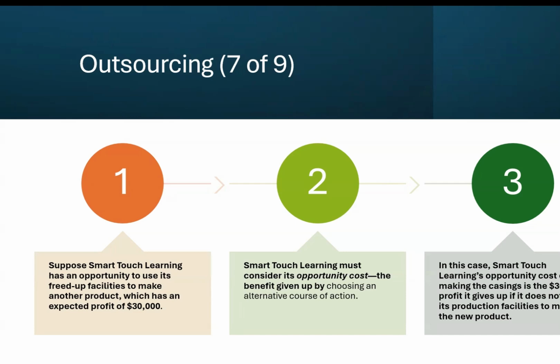Now, Smart Touch Learning must consider its opportunity cost, which is the benefit given up by not choosing an alternative course of action. So in this case, Smart Touch Learning's opportunity cost of making the casings is the $30,000 profit it gives up if it does not free its production facilities to make the new product.